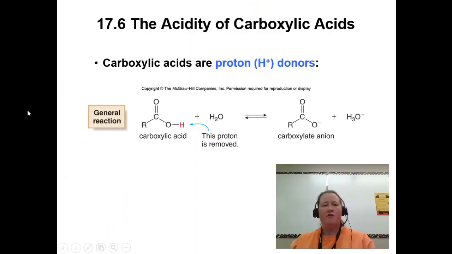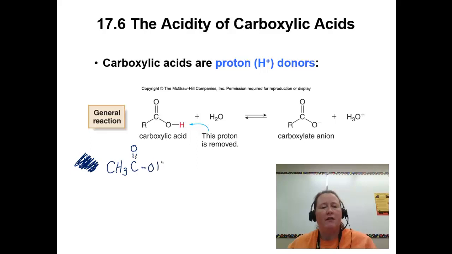Good. So I'm going to draw the structure for acetic acid, which is the common name for ethanoic acid. So we have CH3C. This is the carbonyl group, and together with an OH hydroxy group, this is what makes it the carboxylic acid. So we're going to add this ethanoic acid or acetic acid to water.